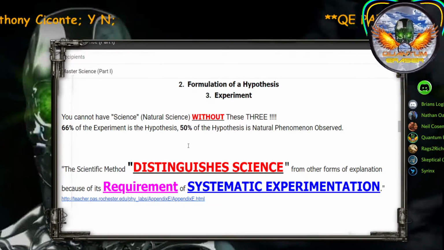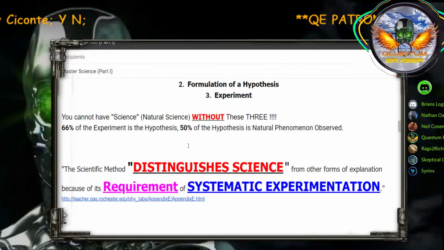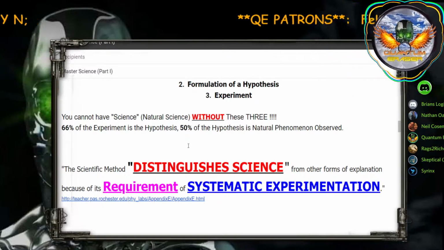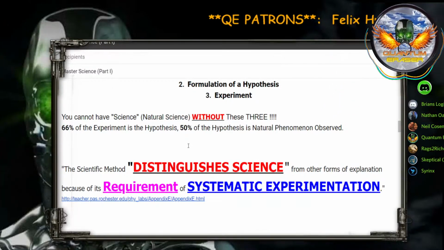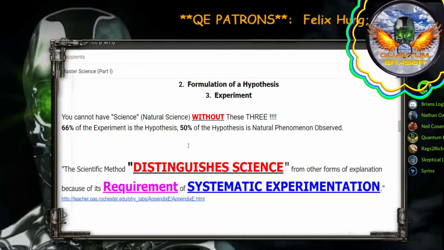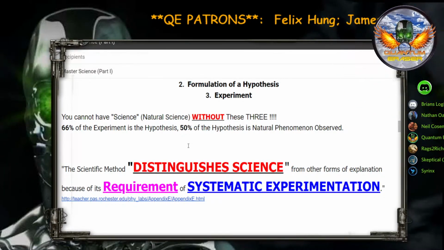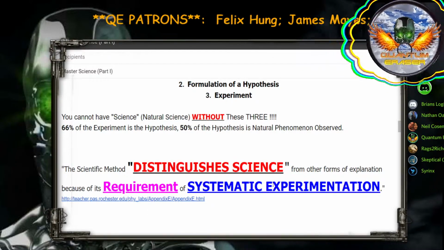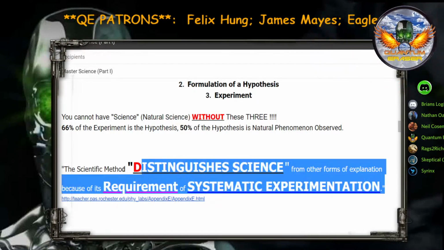The scientific method distinguishes science, that is, it sets science apart from other forms of explanation. Because why? Because of its requirement. It is required to have systematic experimentation. Can't make this any more clear.